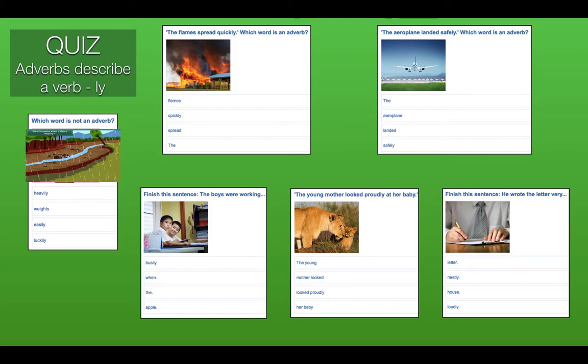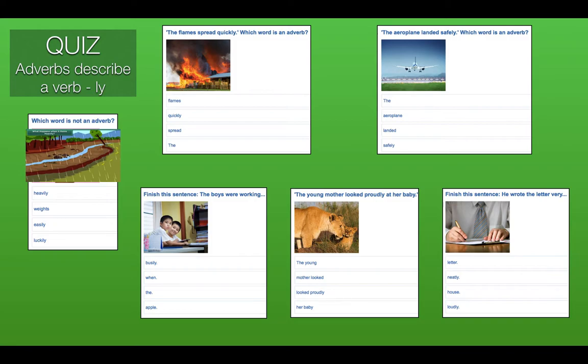Let's mark the adverb task. So number 1, which word is not an adverb? It's number 2, waits. All the others end in ly, so they are adverbs. Number 2, the flames spread quickly. Which word is an adverb? It's number 2, quickly. Number 3, which word is an adverb? It is number 4, safely.